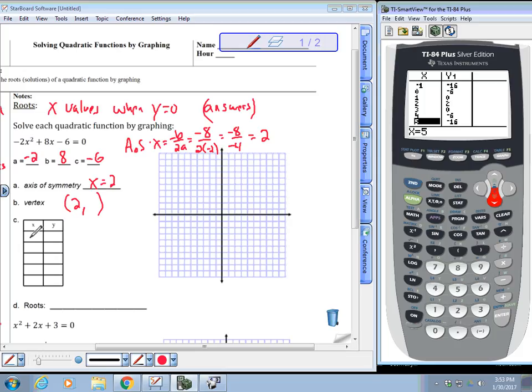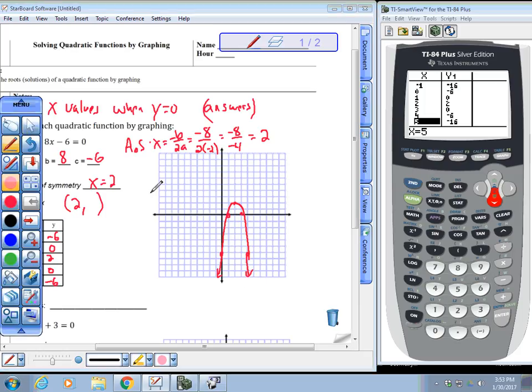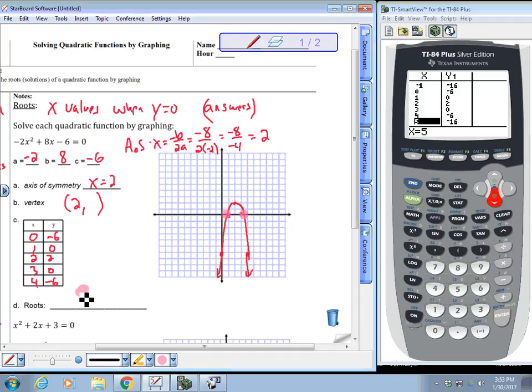All right, so this one looks like 0, -6, 1, 0, 2, 2, 3, 0, and 4, -6. Our graph will look like that. And where it goes through the x-axis in those two spots, that's going to be my answer for my roots.